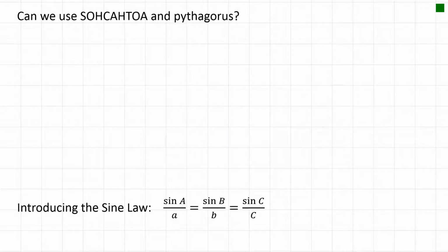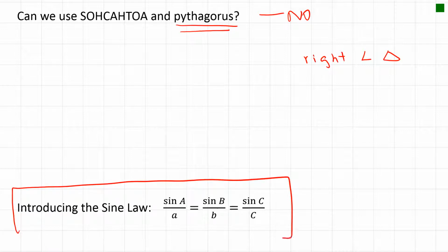So can we use SOHCAHTOA and Pythagoras to find the length? The answer is no. And why? Because Pythagoras is only used for right-angled triangles, and there is no 90 degrees in this triangle. So that means we need a new law, and that's what we're introducing in this lesson: the sine law.